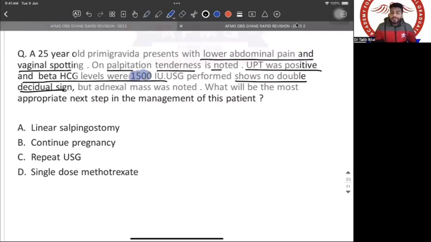The HCG level is 1500 international units, and there is no double decidual sign. One more finding: an adnexal mass was noted. What will be the most appropriate next step in the management? The next step in the management will be, my dear students, what is the diagnosis first? The diagnosis is ectopic pregnancy.